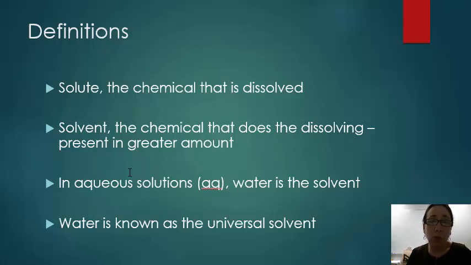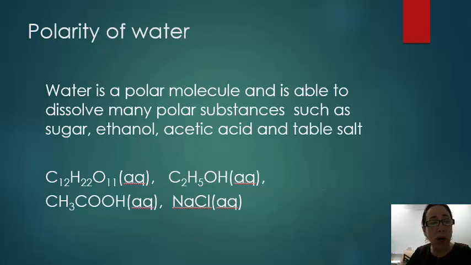And in our chapter, the solvent is always going to be water. In fact, water is such a common solvent that when something is dissolved in water, it forms an aqueous solution, which has its own phase, AQ, in parentheses. Water is known as the universal solvent because the water molecule is so good at dissolving so many different types of chemicals.